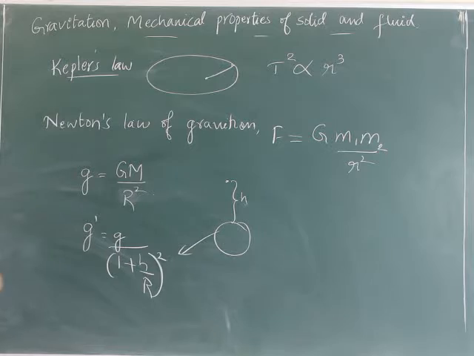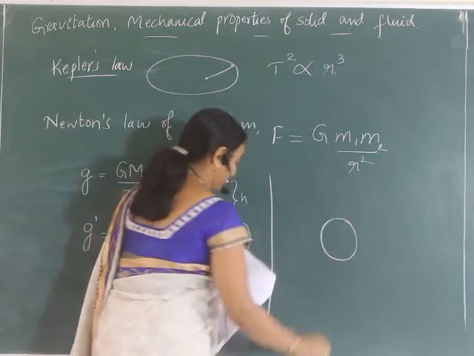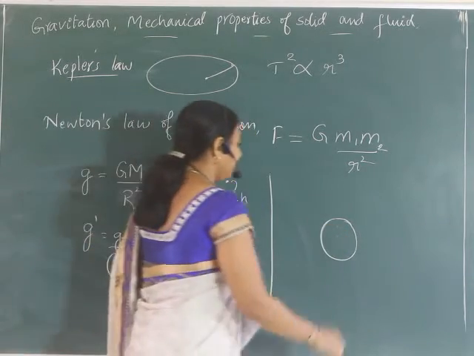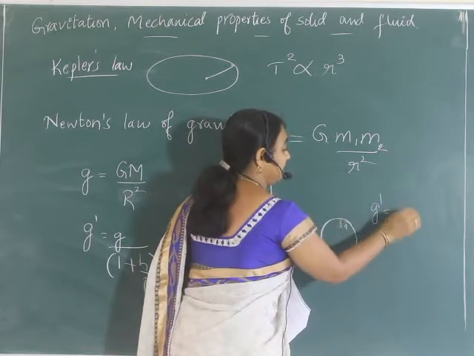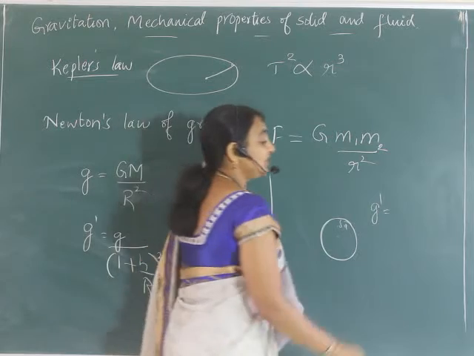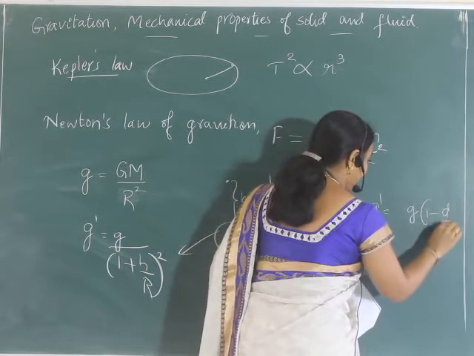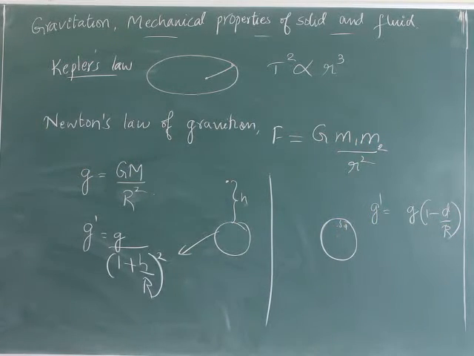If a person is standing below the earth's surface, if this is the earth's surface and the person is standing below it somewhere over here, and the depth is d, then acceleration due to gravity for that person is g dash equal to g into 1 minus d by R. This is the expression for acceleration due to gravity at a depth d below the earth's surface.